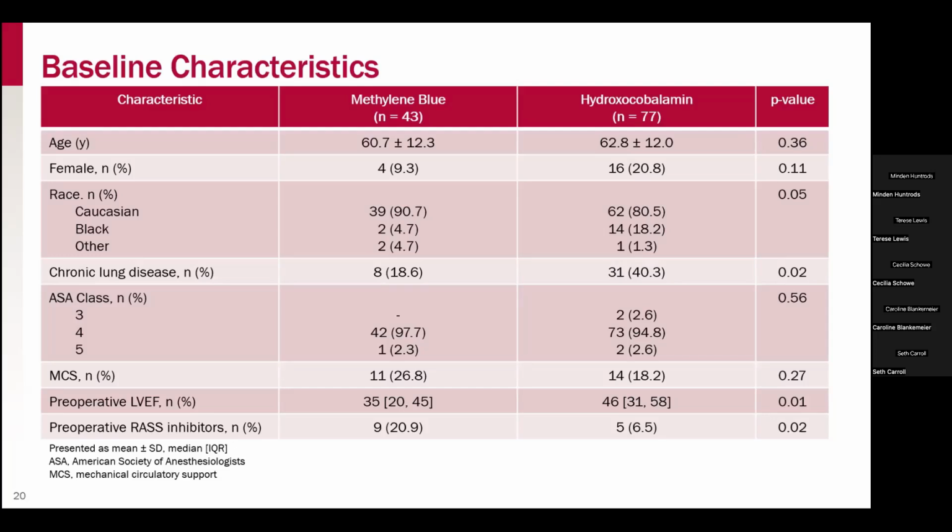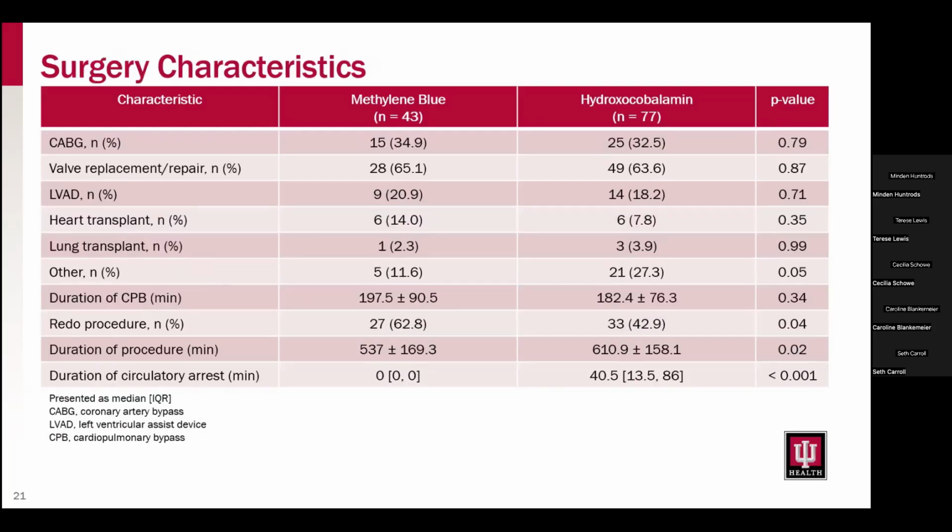And then mechanical circulatory support was very similar, but of note, the preoperative left ventricular ejection fraction was lower in the methylene blue group, and they were also more likely to be on preoperative RAS inhibitors. Then for surgery characteristics, there were pretty balanced different types of procedures. There was a pretty wide variety, and it was even between both groups. There weren't really any differences between them.